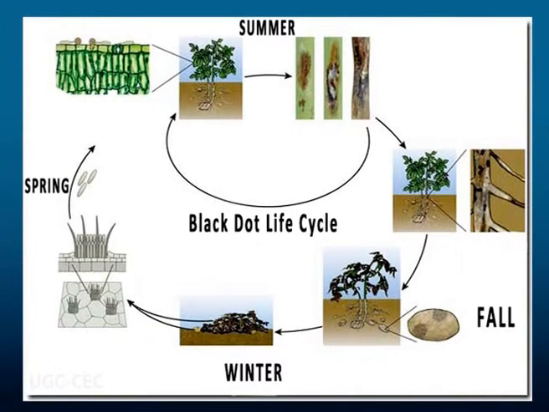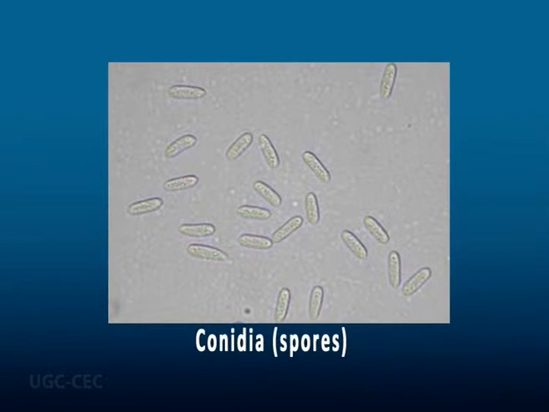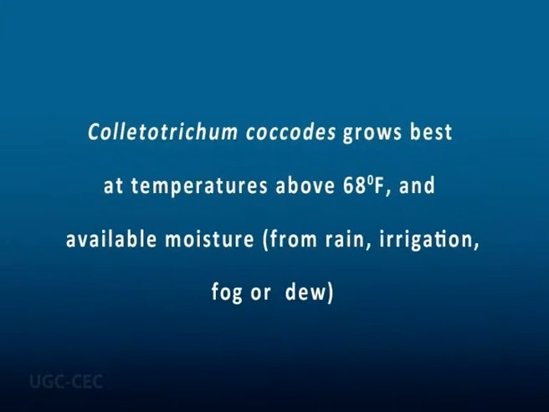In the spring, sclerotia develop into acervuli. Spores serve as the primary inoculum to initiate the new disease. Inoculum is spread through water and air. Colletotrichum coccodes grows best at temperatures above 68 degrees Fahrenheit, and free moisture from rain, irrigation, fog or dew is required for spore germination and infection of new plant tissues.